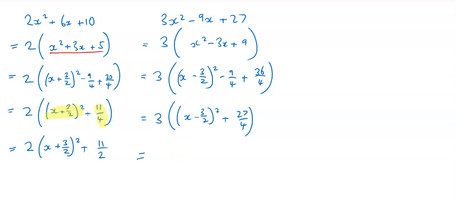Sometimes the expansion works nicer than it has here, because now when we multiply this out, we get 3 times that first bracket, x minus 3 on 2 squared, 27 times 3, 2, 4, 6, 81 over 4. One for you to try.